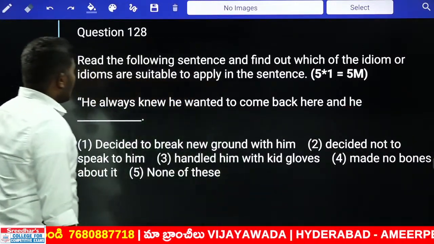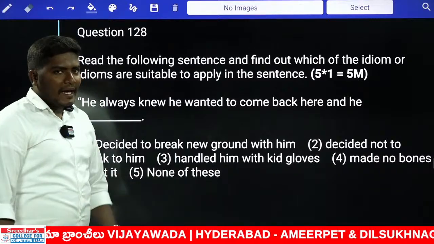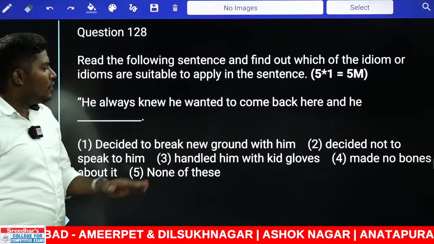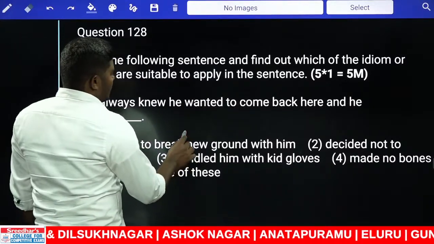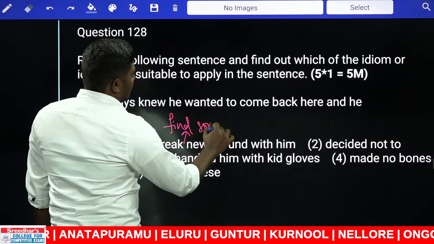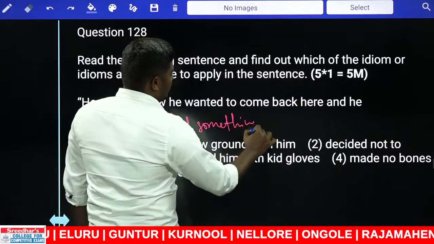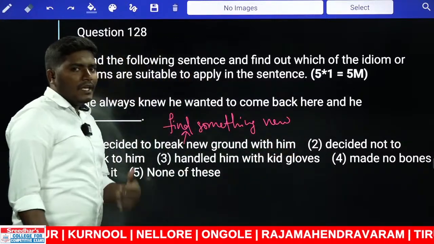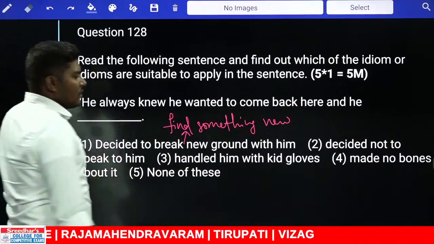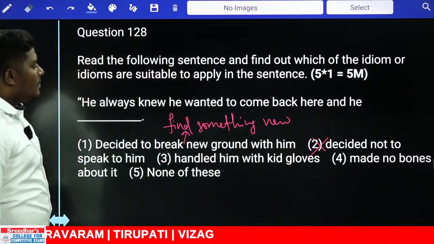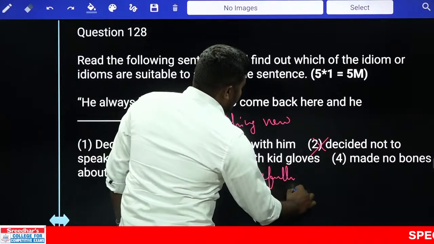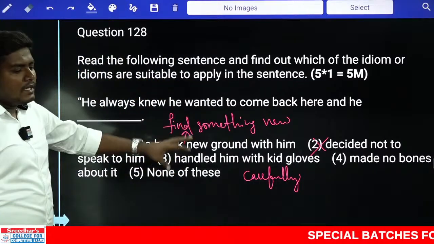Next, he always knew he wanted to come back here. That means he was absolutely sure that he wanted to come back, and he decided to break the new ground with him. It's not possible because the meaning of this idiom is nothing but to find something new, to make some innovation, that is called break the new ground. Next, decided not to speak to him, doesn't go with the context. Next, handled him with kid gloves, that means to handle someone very carefully. Kid gloves is nothing but the way we handle kids, to handle kids very carefully.